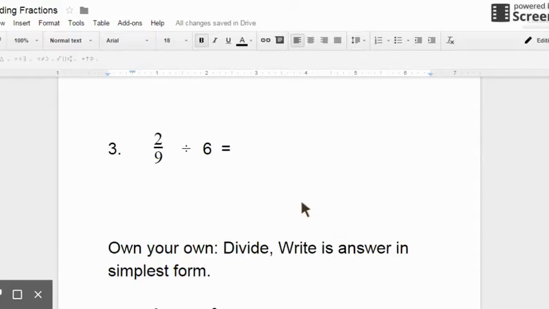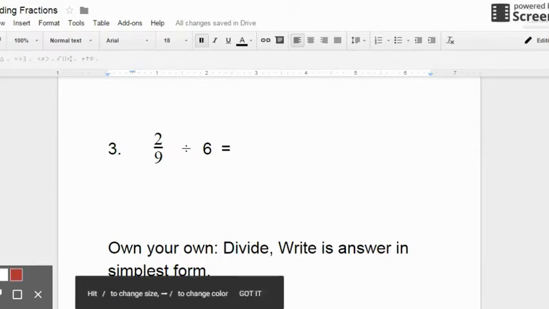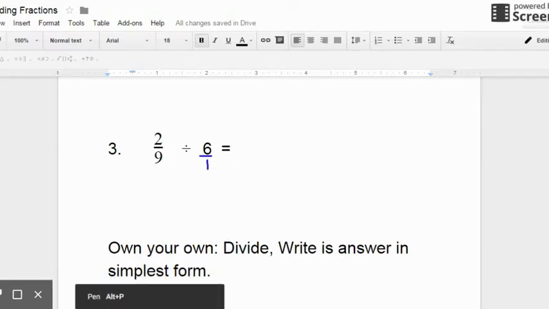All right, students, this is the second part of dividing fractions. We have one more example we're going to go over, and then you're going to work through some on your own. If we look at this problem, we have 2/9 divided by 6. Remember, we need two fractions, so we have to change the 6 into a fraction by putting it over 1. Now we have our keep, change, flip rule.